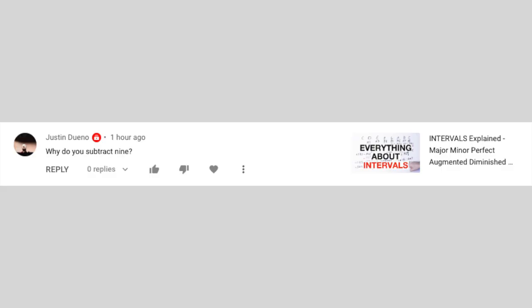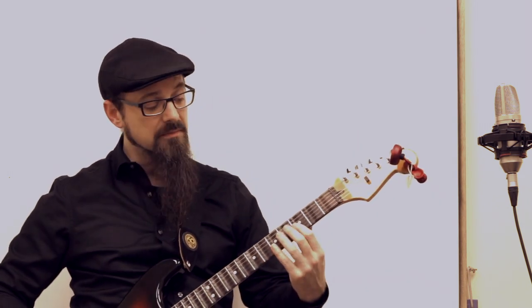Why do you subtract 9? This is a question on how to invert an interval, okay? So whenever you have an interval and you change the order of the notes, the interval changes. So for instance, if I have a third, a major third, say from C to E, it's a major third if I play the C lower and the E higher.